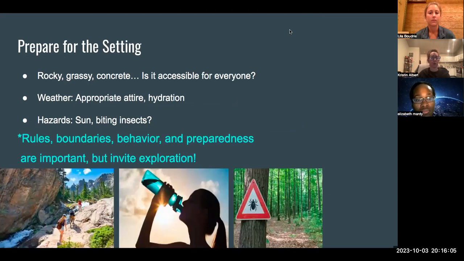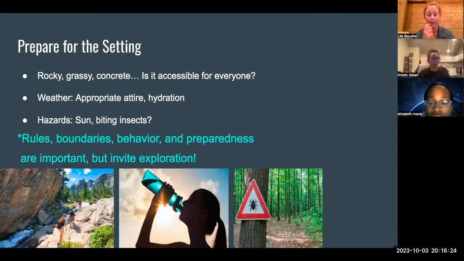Wherever you are, you want to prepare for that setting. So you want to look at, is it going to be rocky or grassy or concrete? Is it accessible for everyone? Are you going to be doing a lot of walking? Do you need to wear comfortable shoes? Do you need to maybe bring a blanket to sit on if you're going to be on the beach or on the grass?